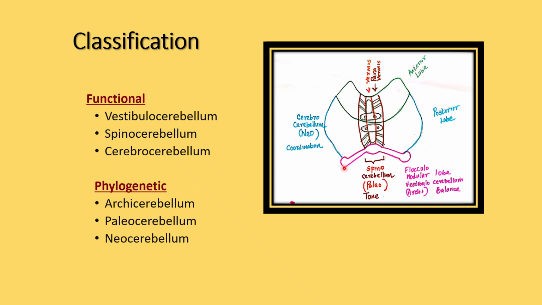Phylogenetically, the vestibulocerebellum is the oldest part, called the archicerebellum. The spinocerebellum is called the paleocerebellum. The cerebrocerebellum is the neocerebellum, the phylogenetically newer cerebellum. So the old one is the archicerebellum, the new one is the neocerebellum, and the intermediate is the paleocerebellum.